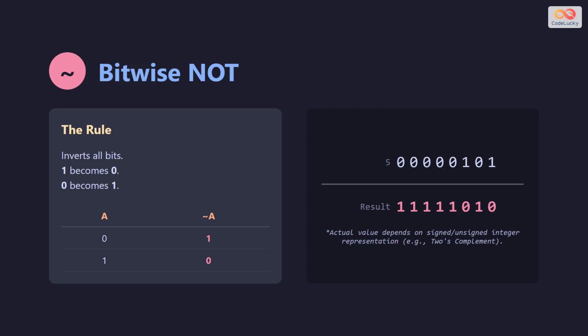The bitwise NOT, or complement operator, is represented by the tilde. It's a unary operator, meaning it works on a single number. It simply flips every bit. Every 1 becomes a 0, and every 0 becomes a 1. Note that the actual numeric result depends on how your system handles negative numbers, often using something called 2's complement.